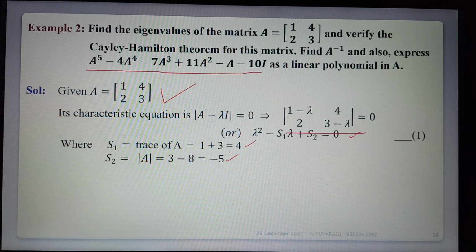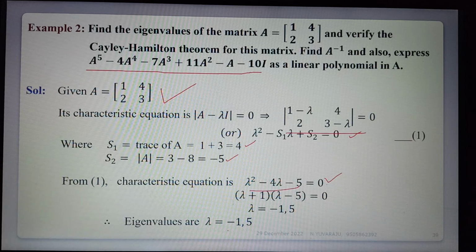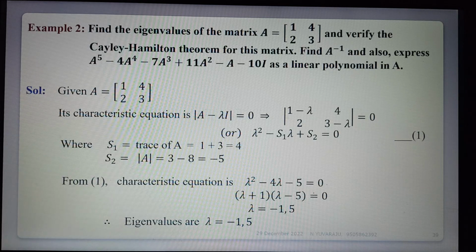So next finding eigenvalues. This is a characteristic equation. So next finding eigenvalues, write the factors. Lambda plus 1 into lambda minus 5 is equal to 0. So lambda is equal to minus 1, 5. Therefore eigenvalues are lambda is equal to minus 1, 5. This is the first one, eigenvalues over. So next one, verify Cayley-Hamilton theorem.